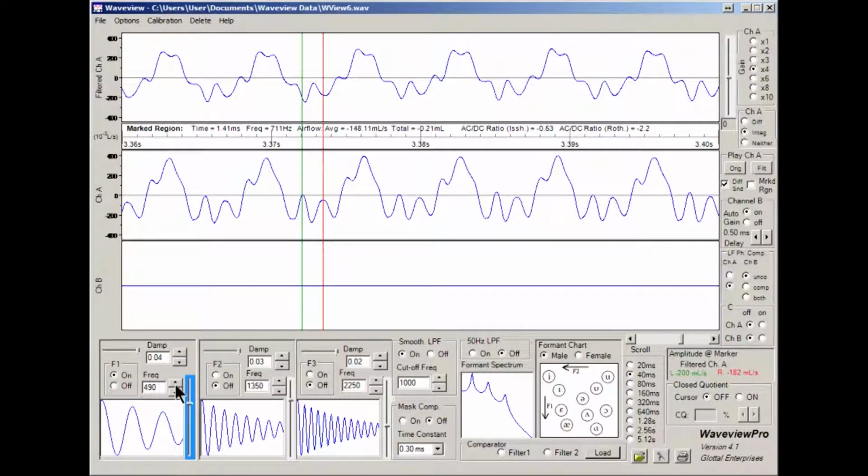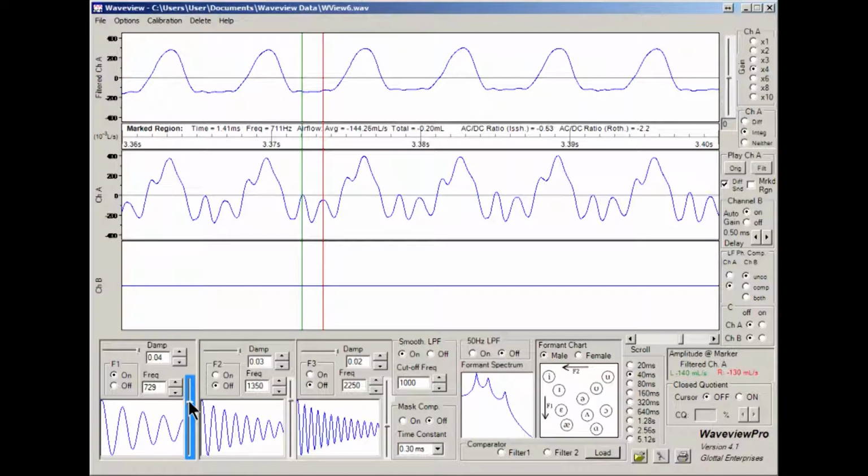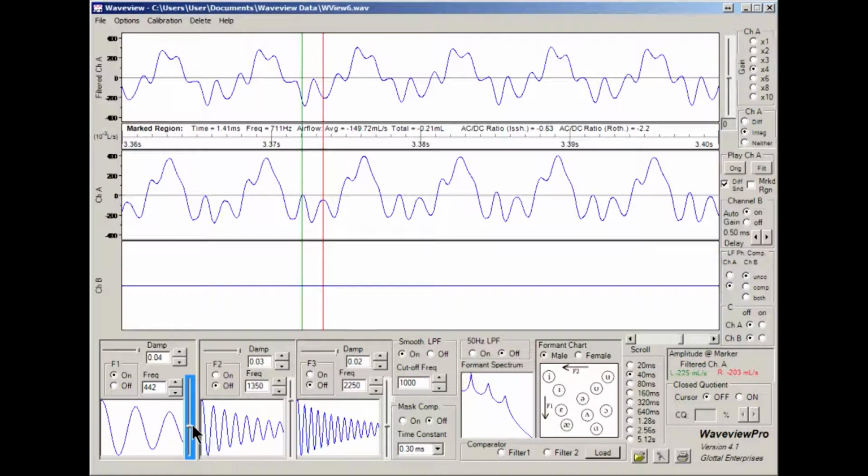I can turn up the frequency of the filter by clicking on the arrow here, or I could use the cursor by the side of the first formant and move it up. And you notice as I get past 711, the first formant energy goes out.